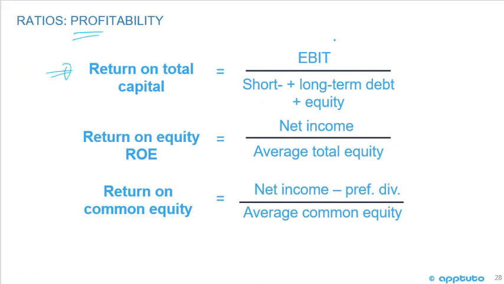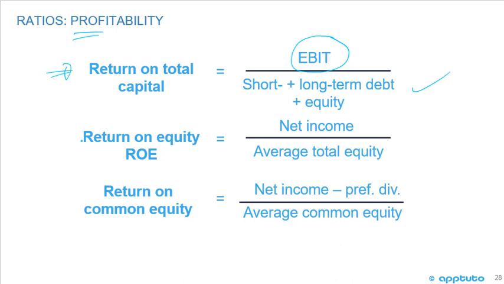Continuing with our profitability ratios, return on capital. Be careful here. We're not looking at net income in the numerator. We've got EBIT, okay? So the return on total capital, EBIT, divided by short plus long-term debt plus the equity. Total capital is our debt plus our equity, basically. So that's why they're saying short plus the long-term debt.